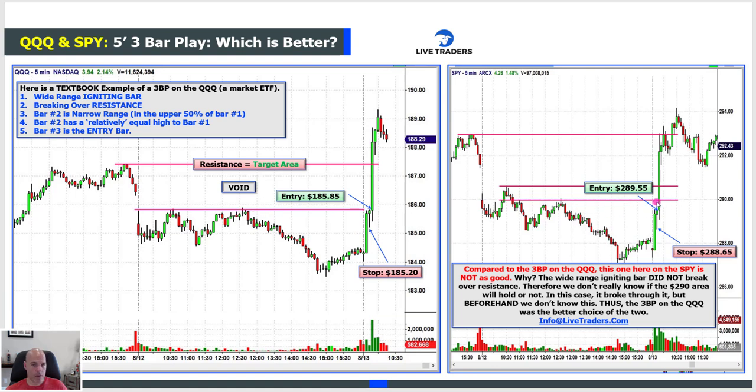But over here, it's different. You're talking 50 cents and then a dollar. And it's not one pivot. There are multiple pivots you have to clear. So in this scenario, the no-brainer trade is the Qs. The SPY you shouldn't have taken, even though they both worked.